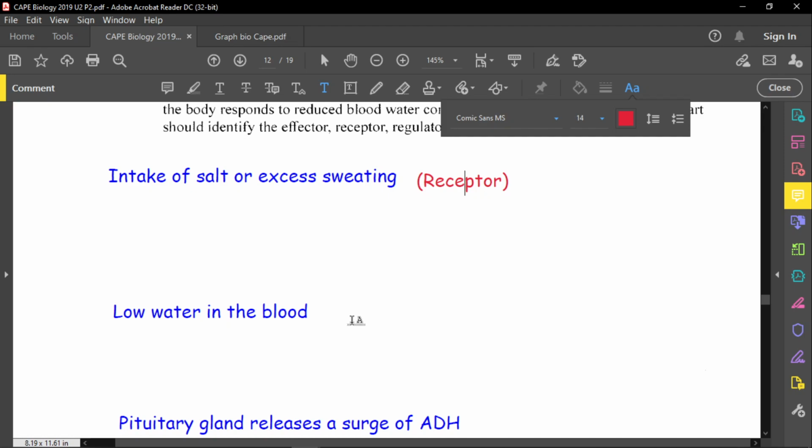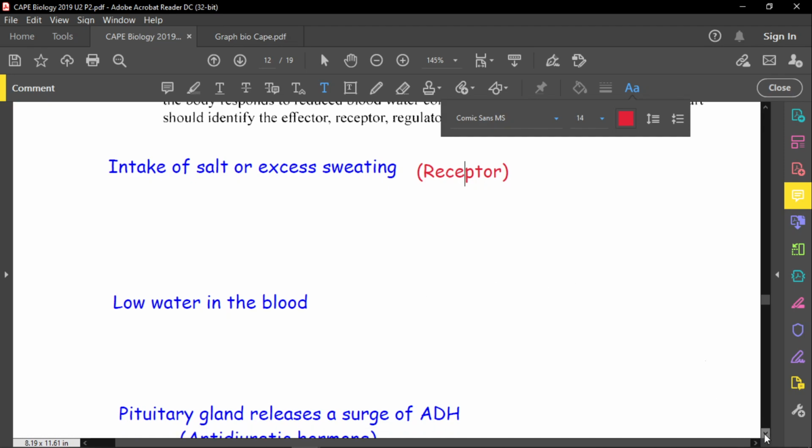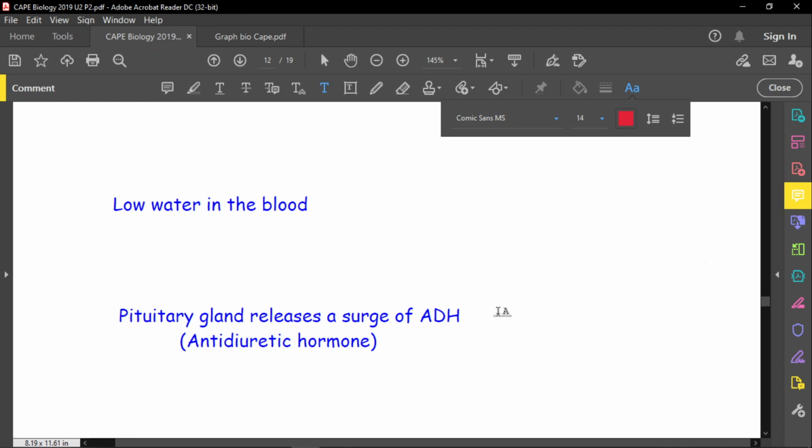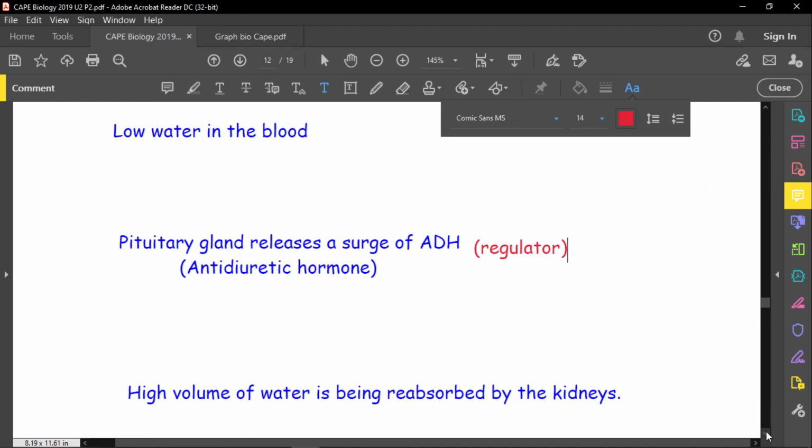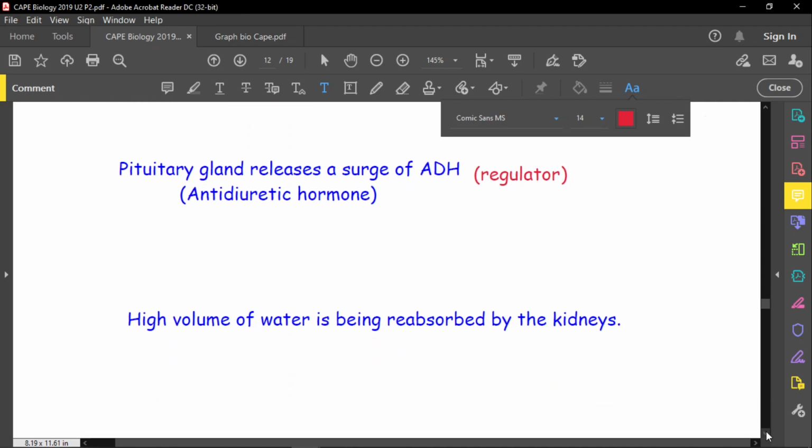And then, as I mentioned to you earlier, the brain, in terms of the pituitary gland, this is where you have the regulation taking place. So the brain will regulate what will happen here. So this is a regulator. Let's say regulator right here. And as a result, there's a response by the kidney in terms of reabsorbing water. So this will be a response right here.